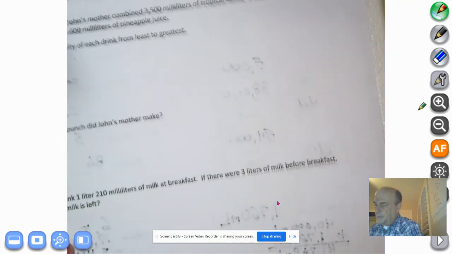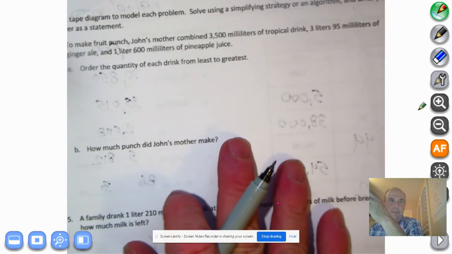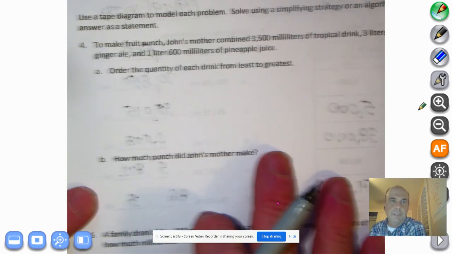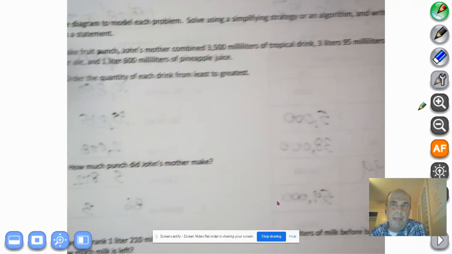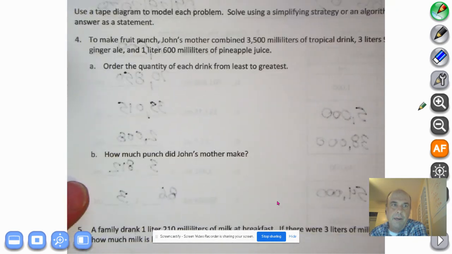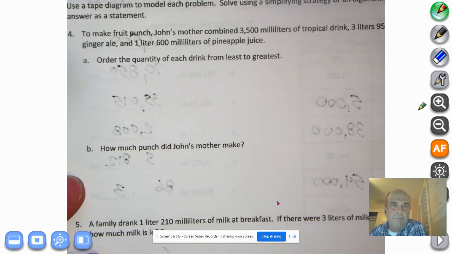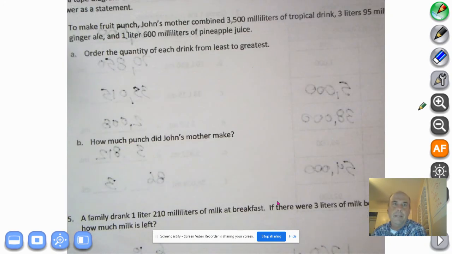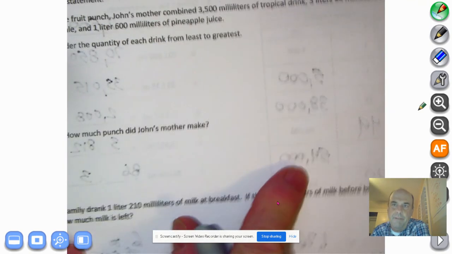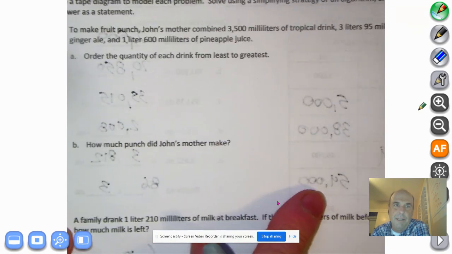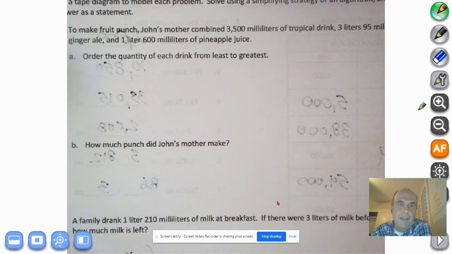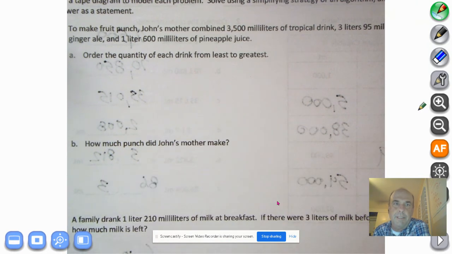We're only going to do one problem on the back, page 66. So let's get right down to it. The word problem. It says you would use a tape diagram to model each problem, solve using a simplifying strategy or an algorithm, and write your answer as a statement. Okay, to make fruit punch, this is kind of like our other problem. John's mother combined 3,500 milliliters of tropical drink, 3 liters, 95 milliliters of ginger ale, and 1 liter, 600 milliliters of pineapple. So it says order the quantity of each drink from least to greatest.